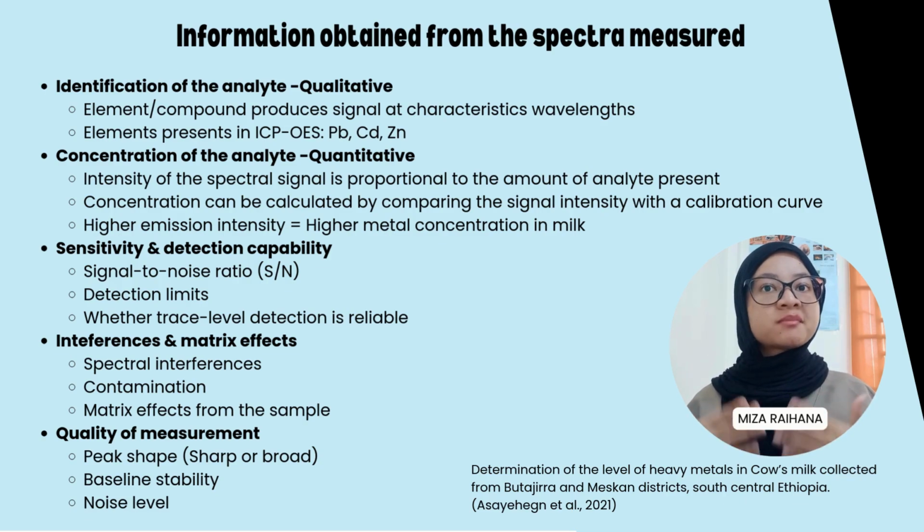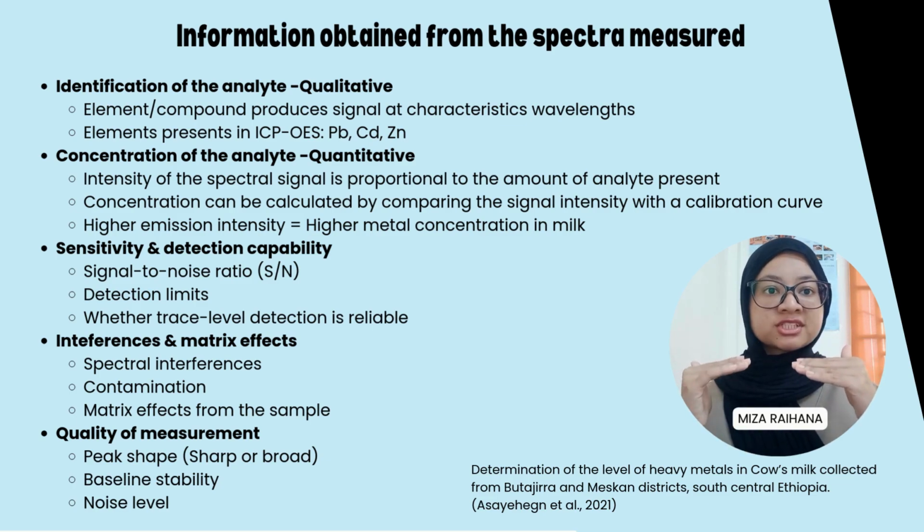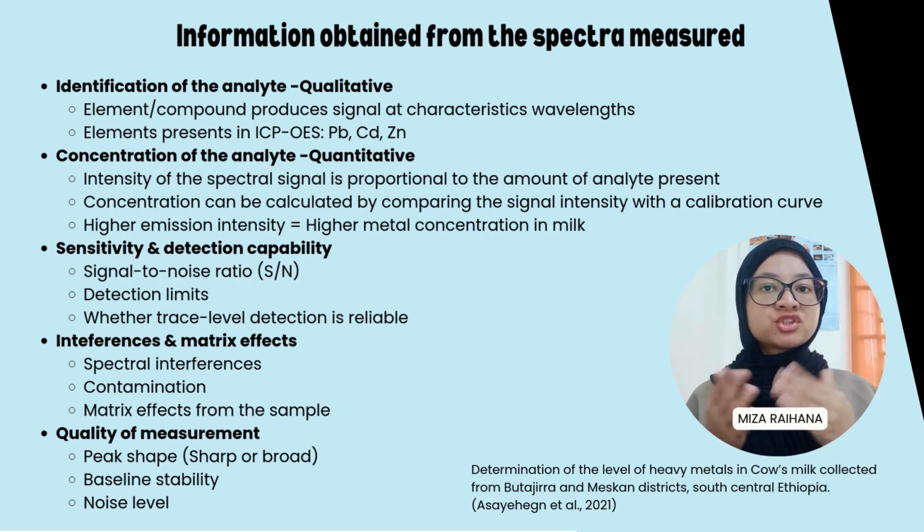So basically, from a spectrum, we can identify the analyte, which is the qualitative information, where each element produces signals at characteristic wavelengths. Next, we can determine the concentration of the analyte, which is the quantitative information. The intensity of the spectral signal is proportional to the amount of analyte present. The higher the emission intensity, the higher the metal concentration in milk. The spectrum also shows the sensitivity and detection capability, which includes the signal-to-noise ratio and detection limits. This way, we can know if the trace level detection is reliable.